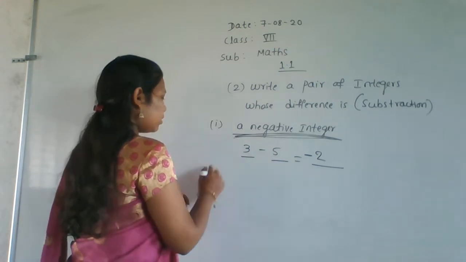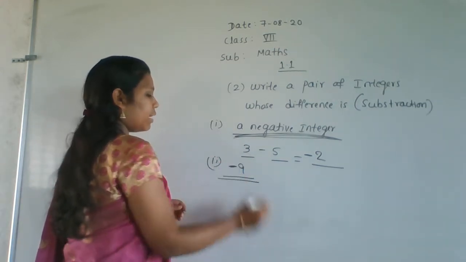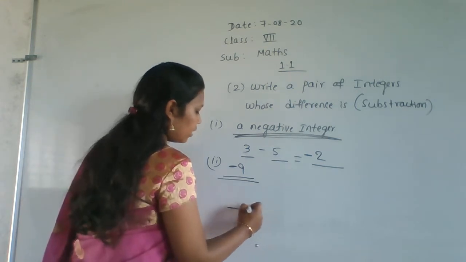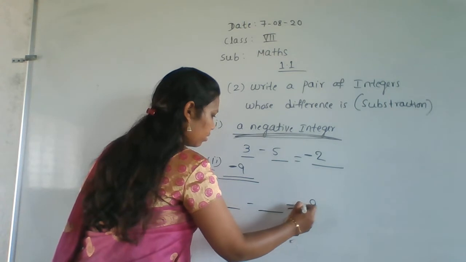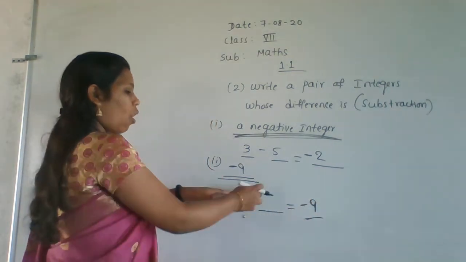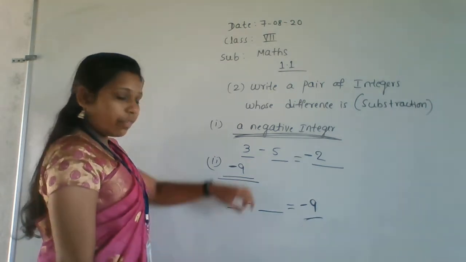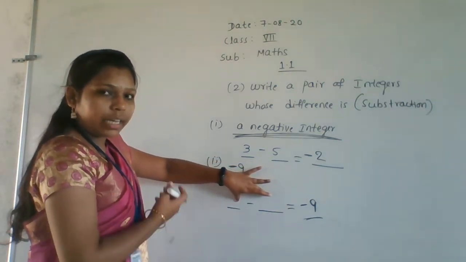We want here, second one is a minus 9. The answer should be a minus 9 here. Again, I'll write here, this is a minus 9. So the answer should be a minus 9. What numbers do I have to take here?